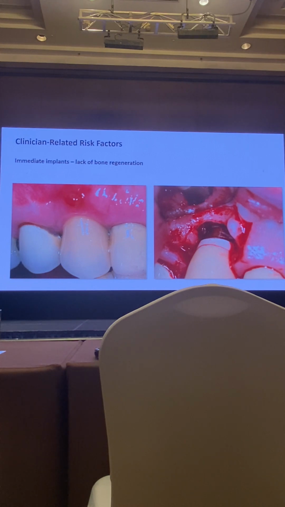We don't know, this is so variable. So this is a patient, I placed this implant as an immediate implant, it developed infection, I go back in, and it looks like a fresh extraction socket. This is the site where the regeneration failed to work.